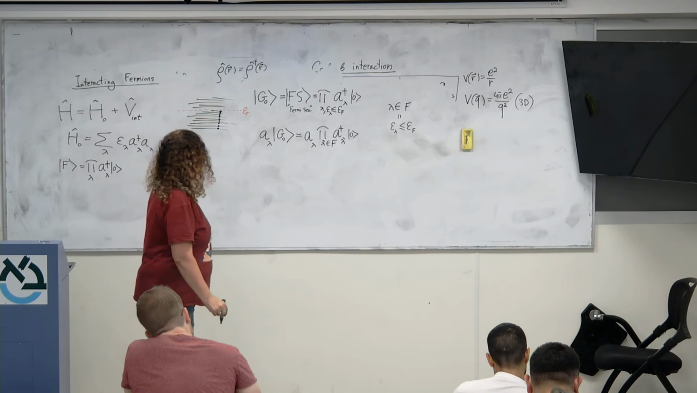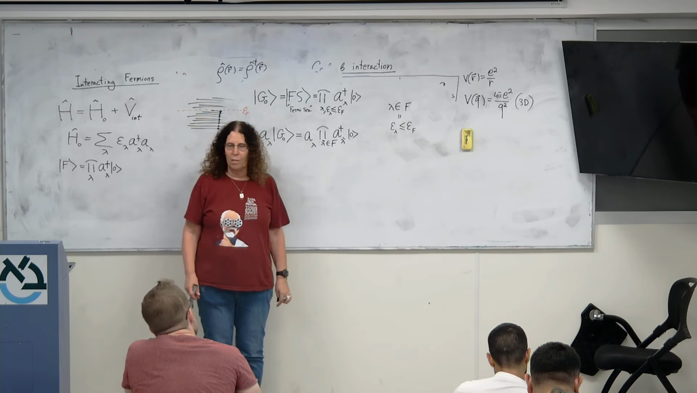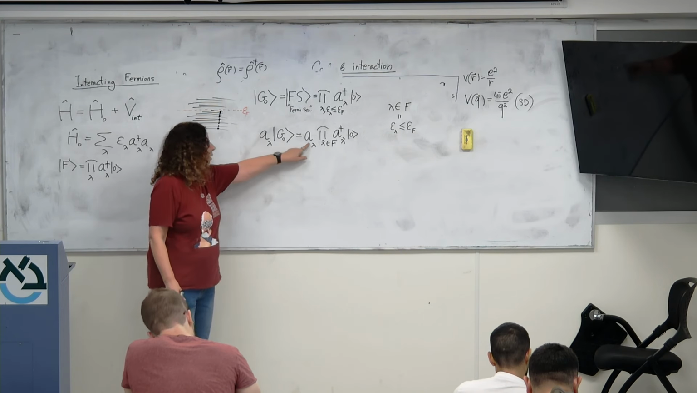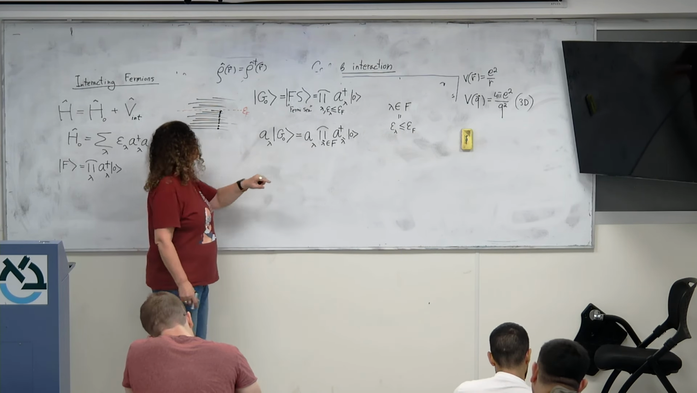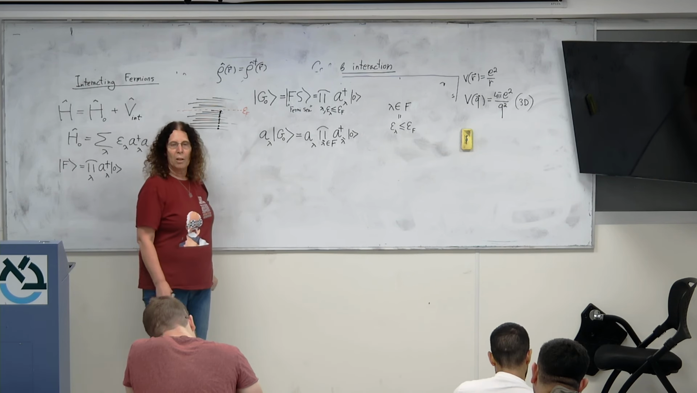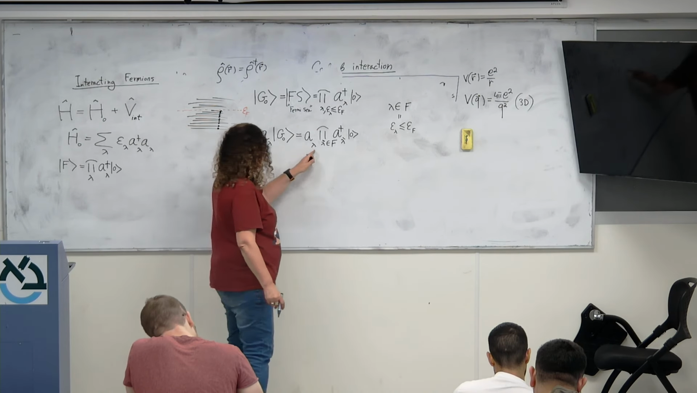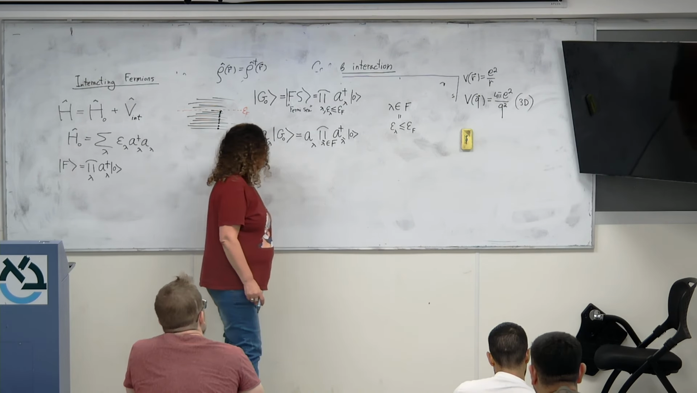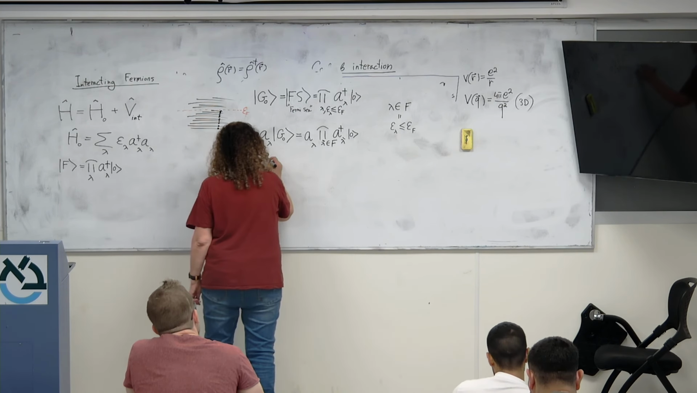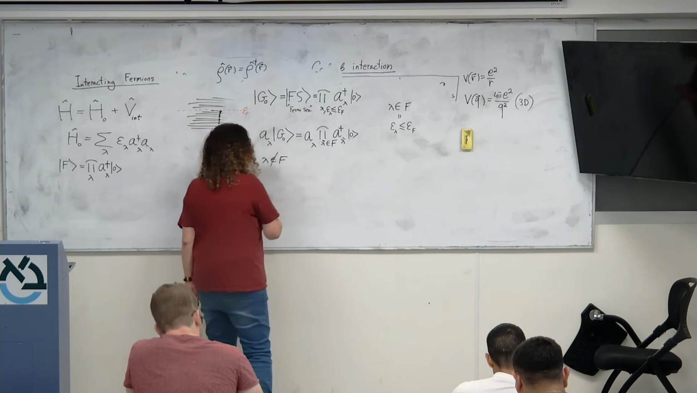Okay? Now, I think you can easily see that there are two cases, depending on whether this lambda is inside or outside of this Fermi C. Okay? Let's see what happens if it's outside. Okay? So if lambda does not belong to F, okay?